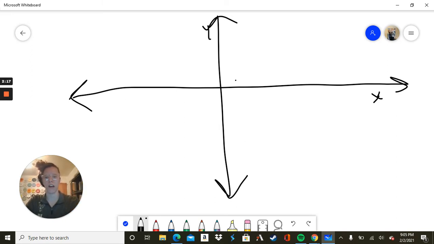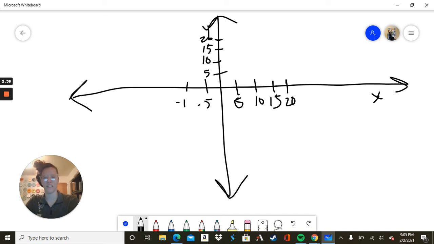So let's say I wanted to go up by 5. So this would be 5, 10, 15, and I'll just go up to 20. Okay, so then here I would need to go up by 5, 10, 15, 20. Here, negative 5, negative 10, negative 15, negative 20, negative 5, negative 10, negative 15, negative 20.